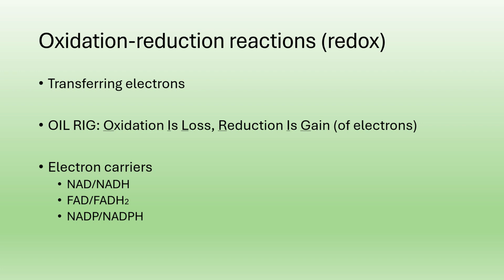Oftentimes in chemistry, we talk about redox reactions. That's an abbreviation for oxidation-reduction reactions. What this has to do with is transferring electrons. So oftentimes when you're breaking down or building up compounds, you're moving electrons around, usually a pair of them. That's what an oxidation reaction is referring to. Something gets oxidized, another compound gets reduced.